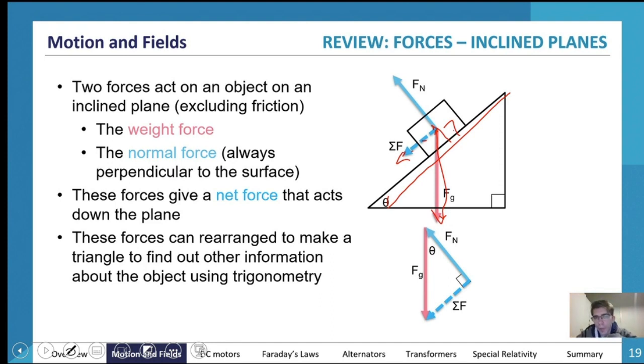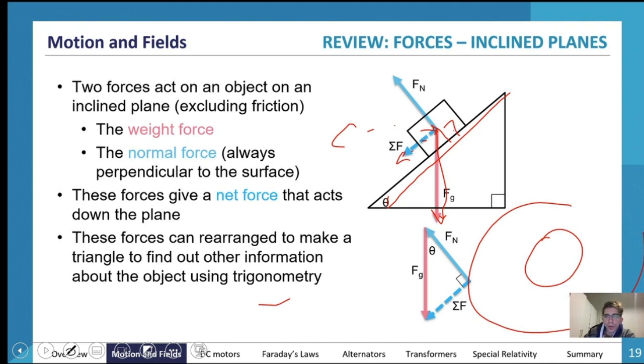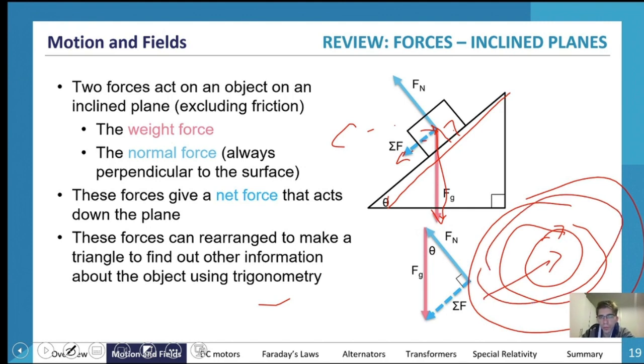But if the question is about a banked track, then the net force would have to be going towards the center of the object's motion, because a banked track is like a velodrome. The whole point of a banked track is that the normal force in combination with the weight force will result in a centripetal force. But centripetal force is a force that acts on an object towards the center of the object's motion.